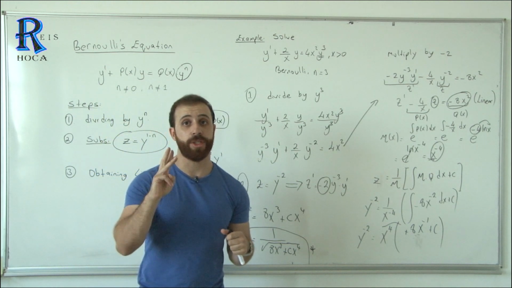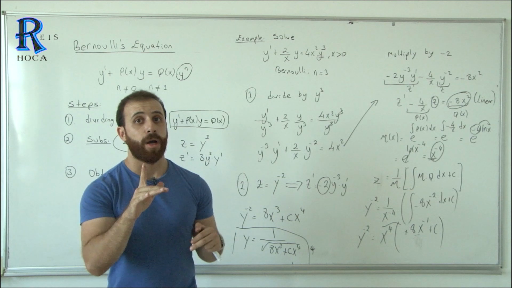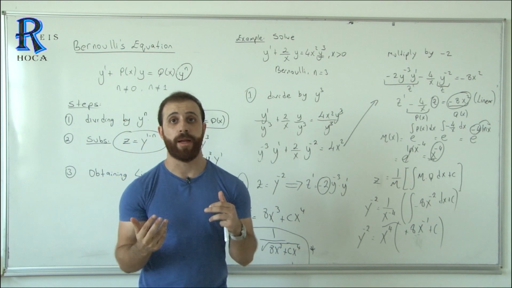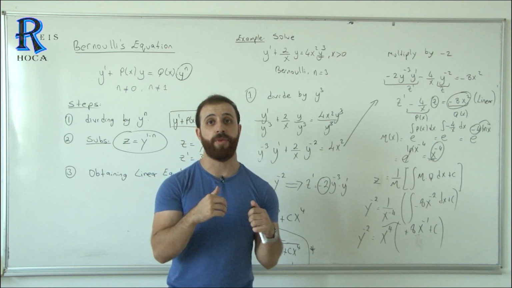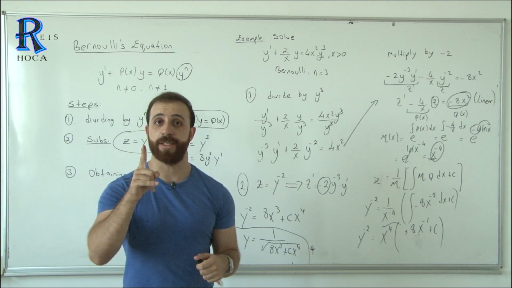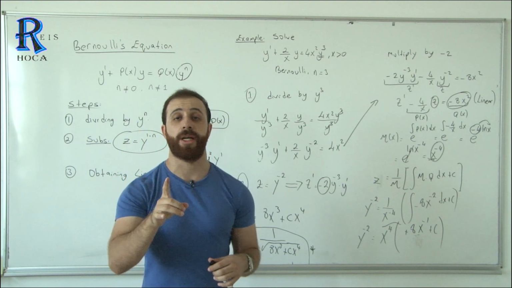This is the Bernoulli equation, in 3 steps. Divide by the y term on the right side that we have. Then, to make it linear, use a substitution and obtain a linear differential equation, and we know how to solve a linear differential equation. And this is the Bernoulli type differential equation.